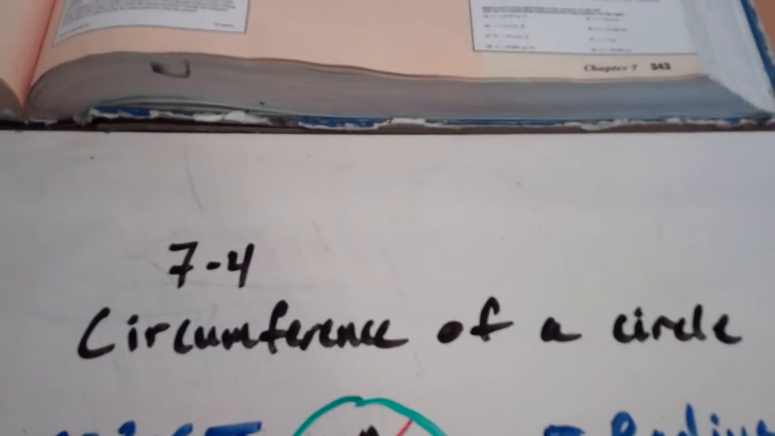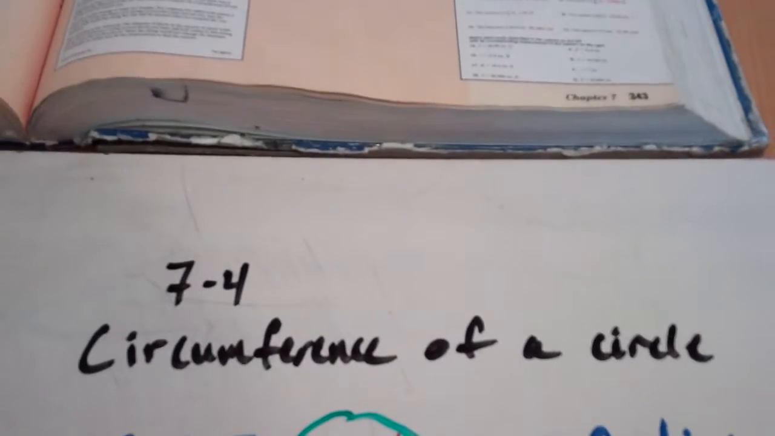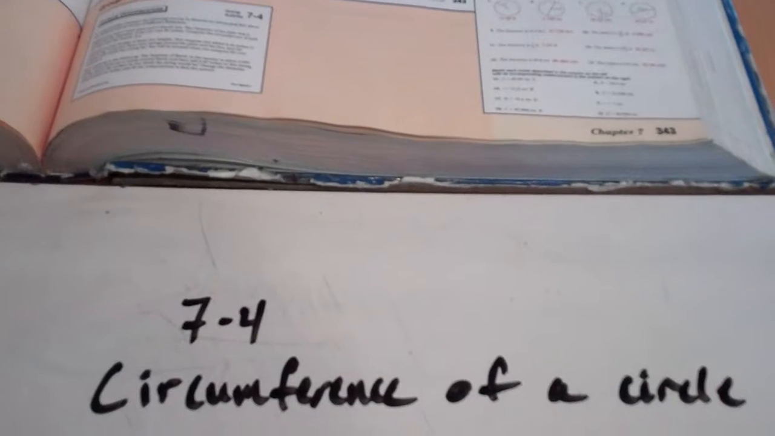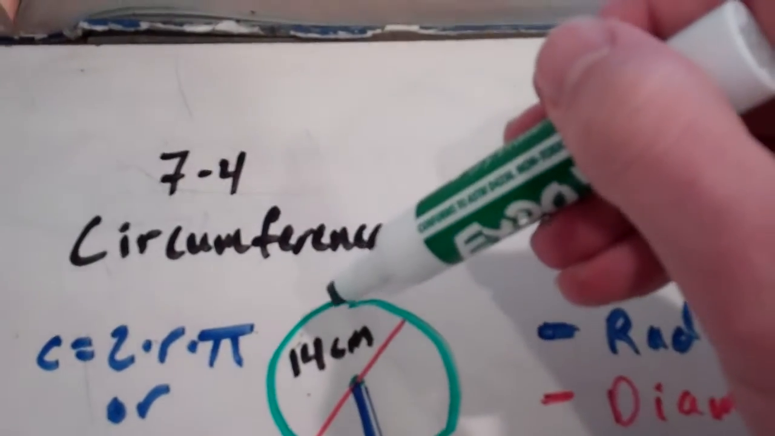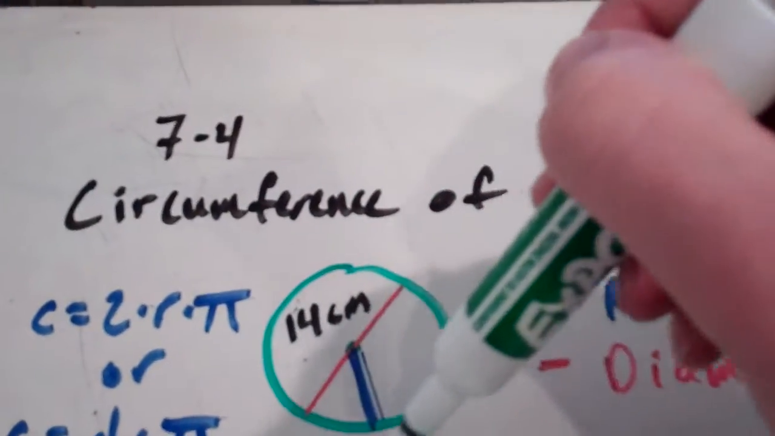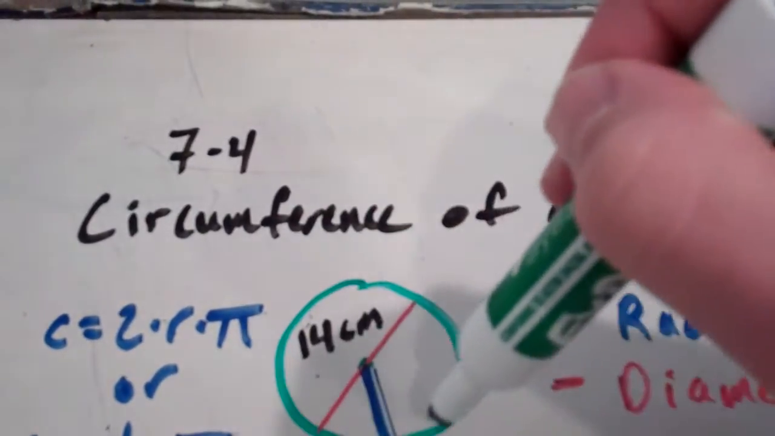Alright, math is awesome. We are finding the circumference of a circle. The circumference of a circle is the perimeter of a circle. It is the length around a circle. And we see this here. So the green, the length around the circle, is what we are finding, the circumference.